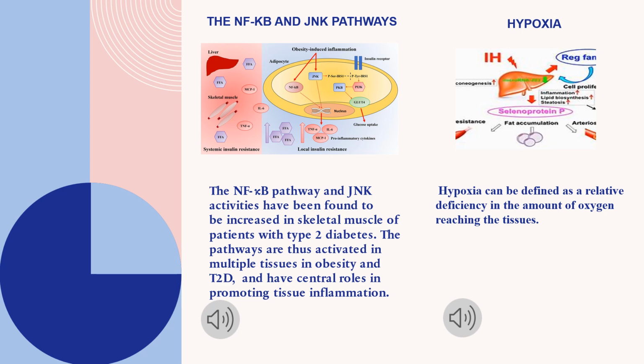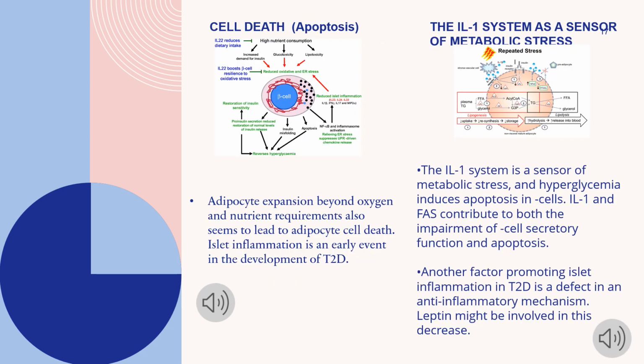The NF-kappa B pathway and JNK activities have been found to be increased in skeletal muscles of patients with type 2 diabetes. The pathways are thus activated in multiple tissues in obesity and type 2 diabetes and have central roles in promoting tissue inflammation. Hypoxia can be defined as a relative deficiency in the amount of oxygen reaching the tissues. Cell death. Adipocyte expansion beyond oxygen and nutrient requirement also seems to lead to adipocyte cell death.